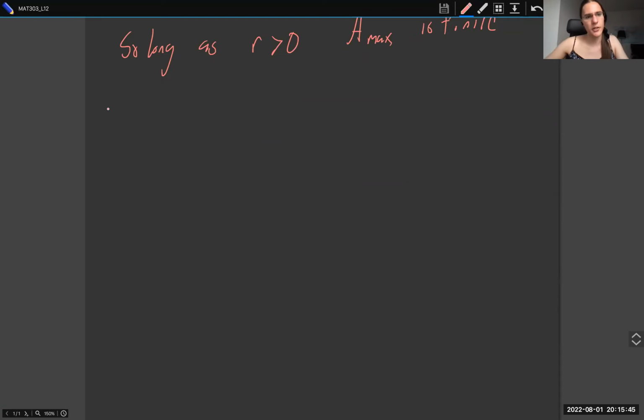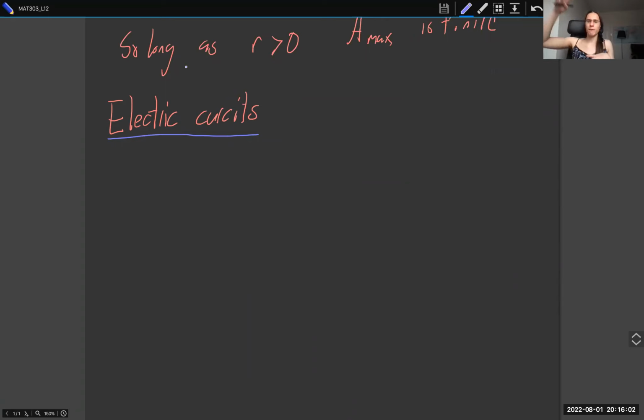Okay, so electric circuits. By the way, where would you have a forcing function? Well, you much more obviously have a forcing function in electric circuits. But you can also have a pendulum where the frame of the pendulum is also moving, and that would be like a forcing function.